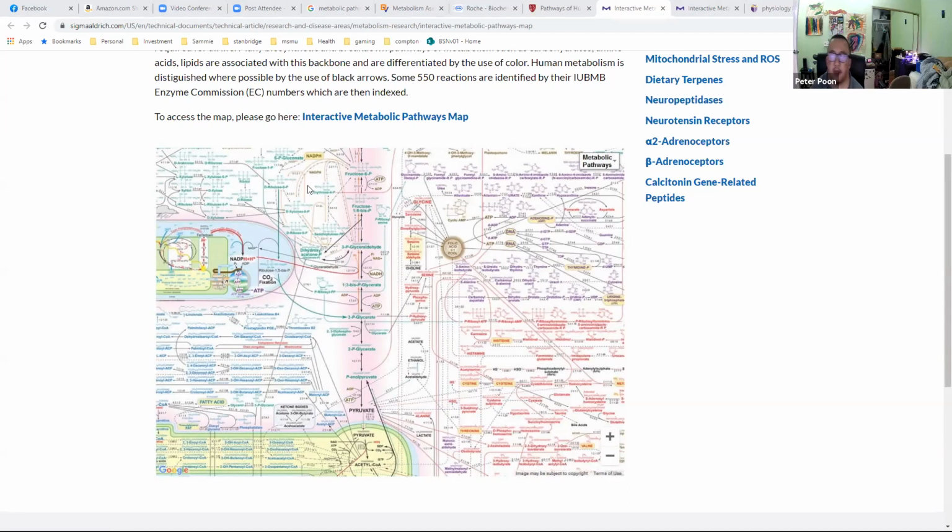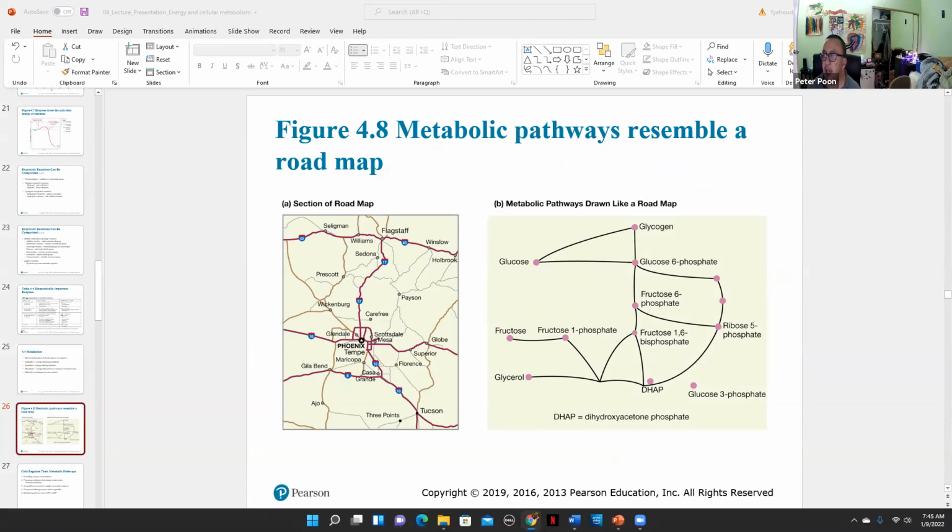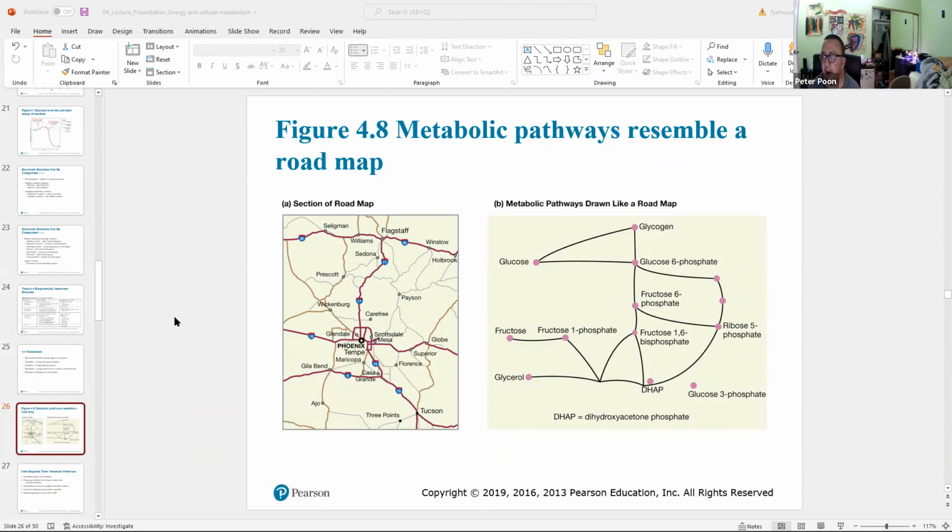All right, so back to screen one. Okay, so here, this is what metabolic pathways kind of look like. The way we teach you guys is actually an even more linear version of this, but do understand there are byproducts and different branching points that we can go off of to do other things.